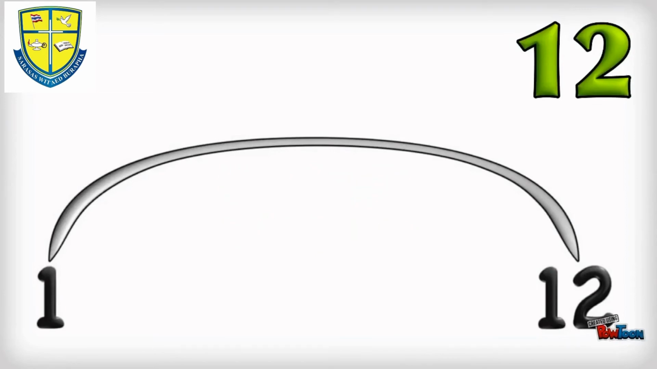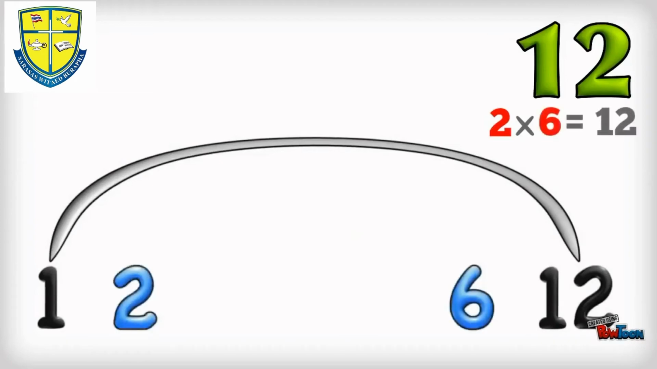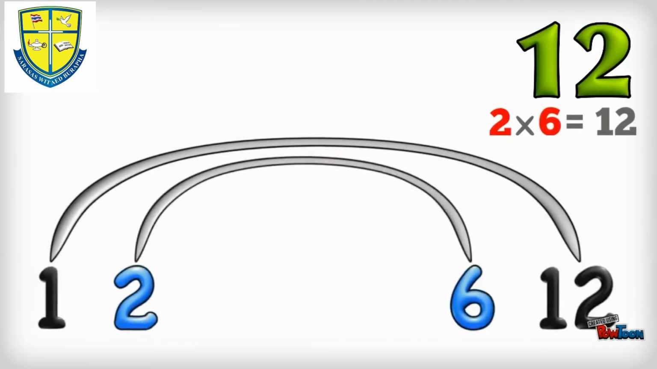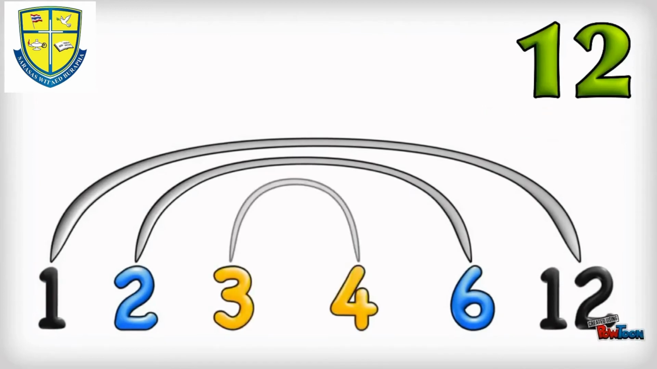Okay, now you try 2 times a number to make 12. Well, 2 times 6 is 12. List the 2 and the 6 and put the arc in. Then 3 times a number. 3 times 4 is 12. List the 3 and the 4, put the arc in.